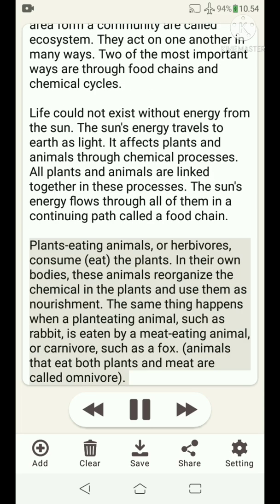Plant-eating animals, or herbivores, eat the plants. In their own bodies, these animals reorganize the chemicals in the plants and use them as nourishment. The same thing happens when a plant-eating animal, such as a rabbit, is eaten by a meat-eating animal, or carnivore, such as a fox. Animals that eat both plants and meat are called omnivores.